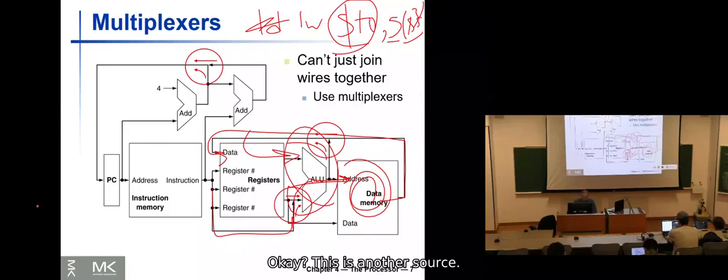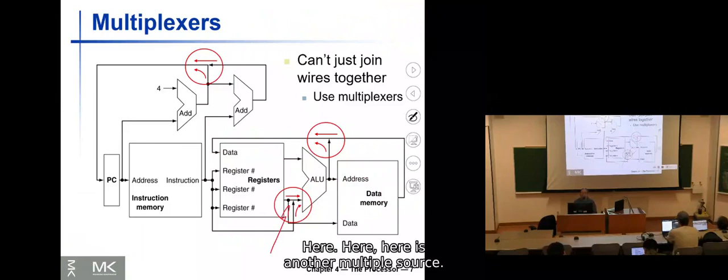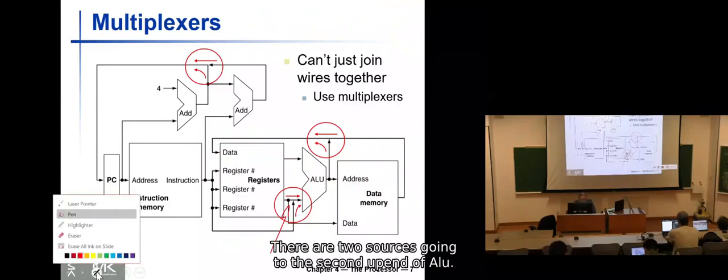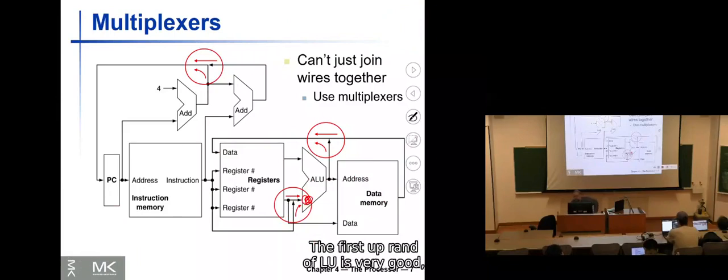So this is another source. Let's see another kind of multiple source. What is that? There are two sources going to the second operand of the ALU. The first operand of the ALU is very good. It is a single source coming from the register file. It is always a register. But the second operand of the ALU has two sources.